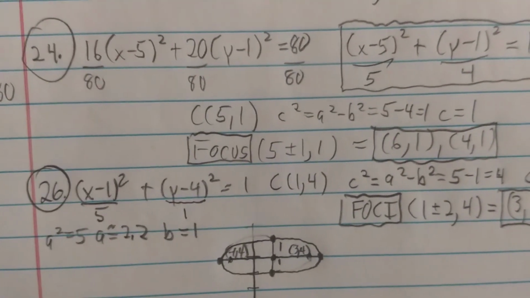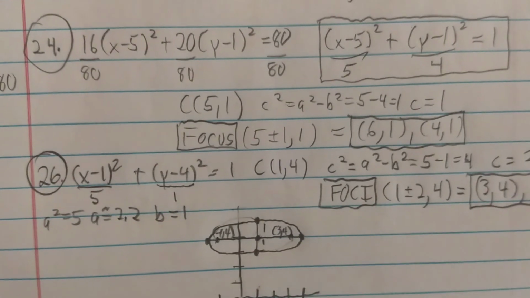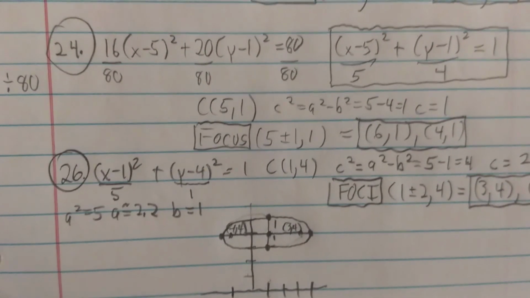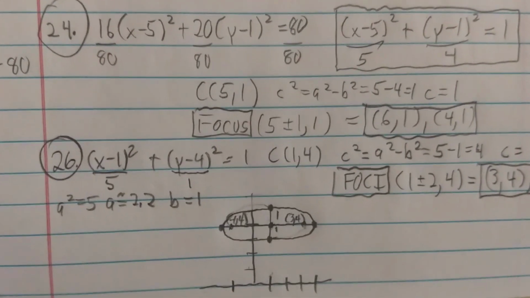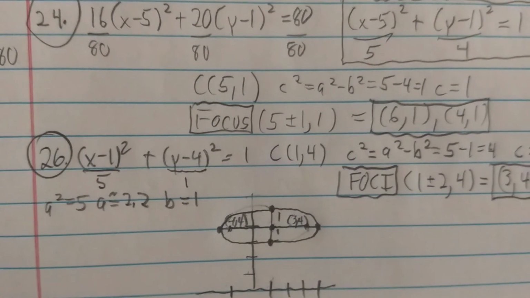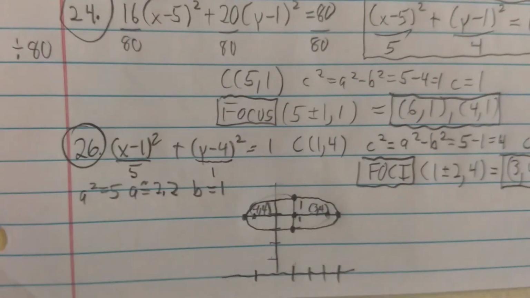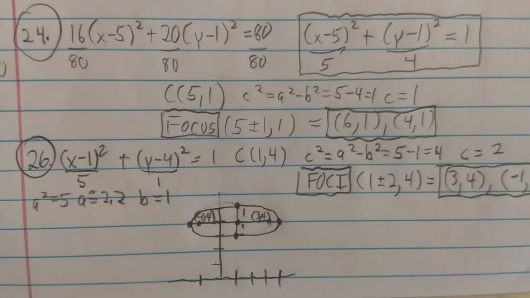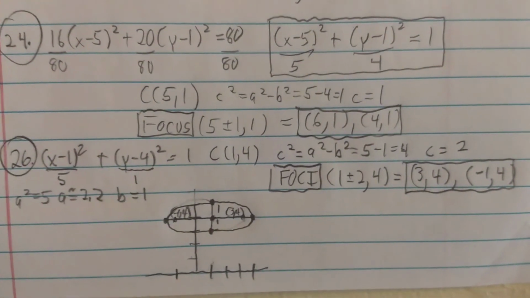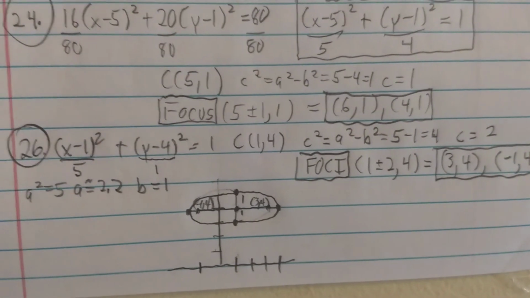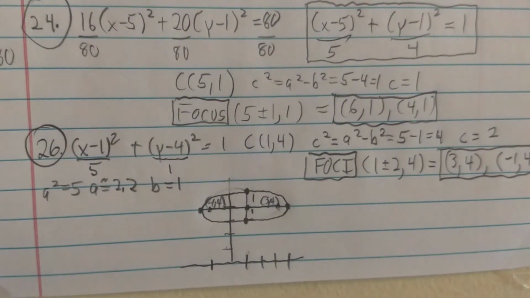Now on 20, we start with 16 times x minus 5 squared plus 20 times y minus 1 squared equals 80. And like always, we divide everything by 80 to make it come out to equal 1. So we end up with x minus 5 squared over 5 plus y minus 1 squared over 4 equals 1. Showing us, and we already knew, that we had a center of 5, 1.